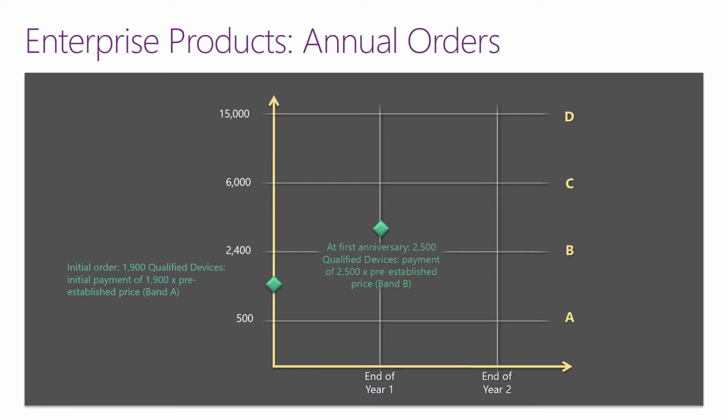But at the next anniversary, if they need to reduce the number of qualified devices, they can, and they pay the relevant annual price. So with the enterprise subscription enrolment, a customer can both increase and decrease the number of qualified devices at anniversary and make a payment for the declared number of devices.